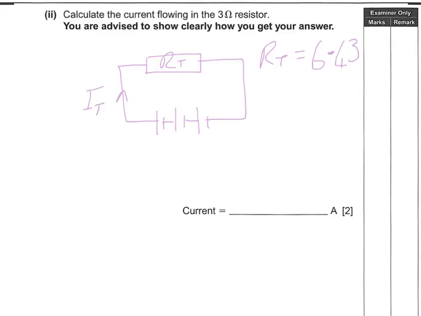So we have a total resistance of 6.43. We've got a total voltage of 12 volts. That means that I total is just going to be V over R total. And that's going to be 12 over 6.43. And so we get 1.87 for that. And that's going to also be the current in the 3 ohm resistor.